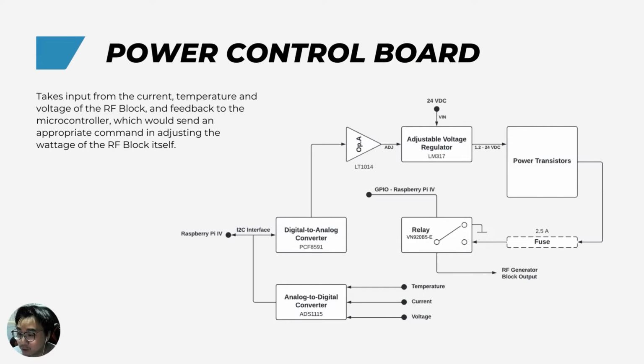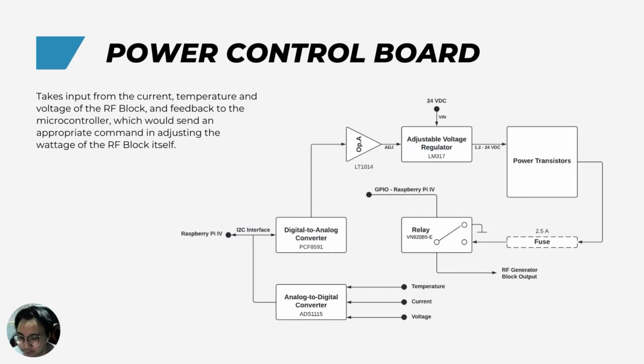Now, moving on to the control board. The power control board would take the input current, temperature, and voltage of the RF block, and it would be controlling the center tap of the RF generation system as well. This is done by using an adjustable voltage regulator, which would then be passed through the power transistors to enable the signal to contain enough current to drive the ablation circuit. Now, because of this, we would need a fail-safe system as well.